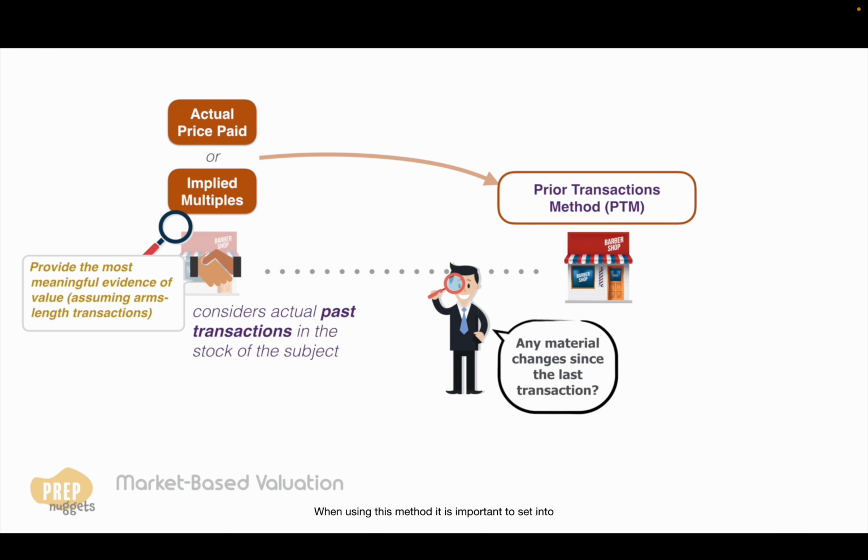When using this method, it is important to set into context the material changes that have occurred since the reference transaction. For example, if the company was awarded a significant patent after the transaction, the value of its stock or multiple may need to be upwardly adjusted.